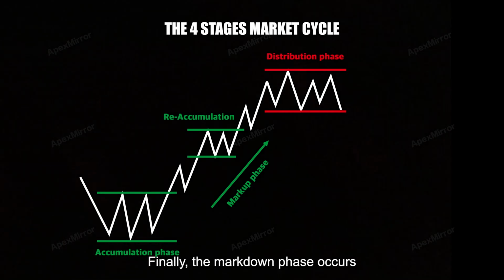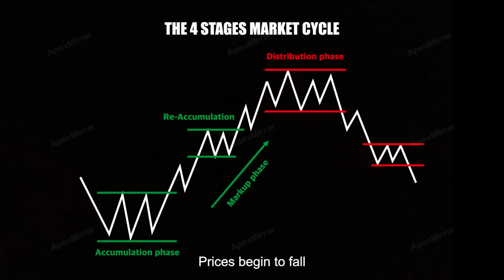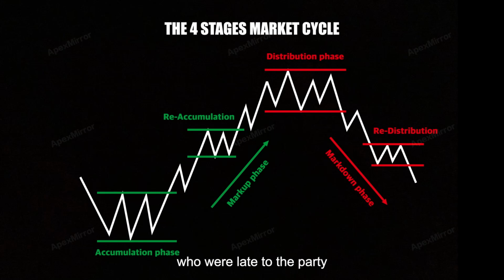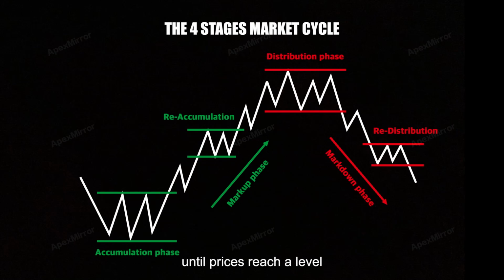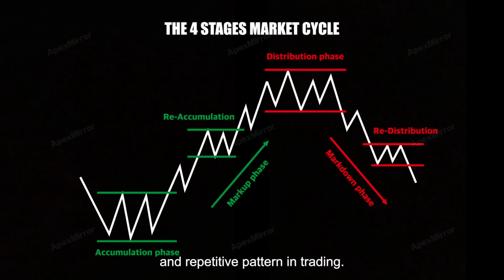Finally, the markdown phase occurs when the bullish sentiment has waned and a bearish trend takes hold. Prices begin to fall, and trading activity may decrease as pessimism spreads. Investors and traders who were late to the party start to sell in panic, accelerating the decline. This phase continues until prices reach a level where a new accumulation phase may begin, thus completing the cycle. These 4 stages of market cycles represent a continuous and repetitive pattern in trading.